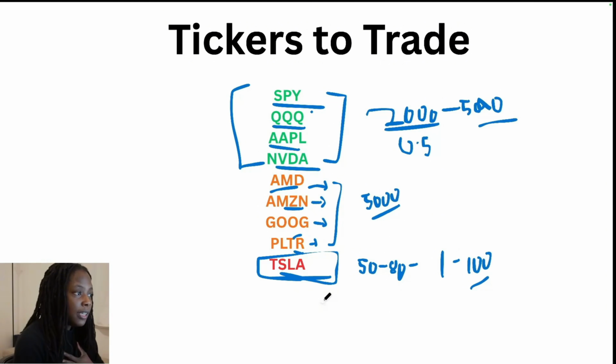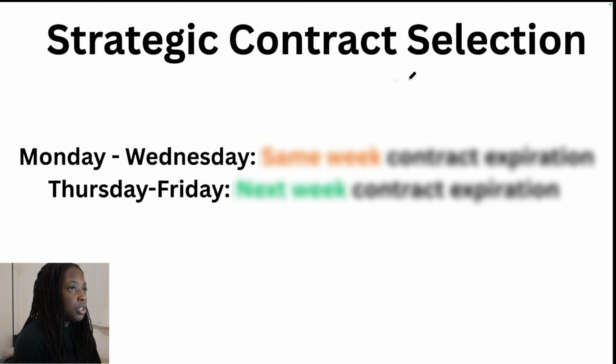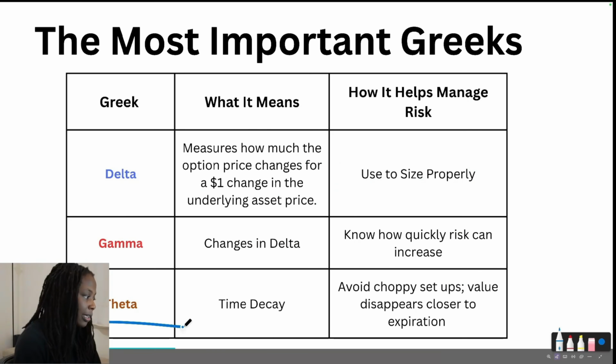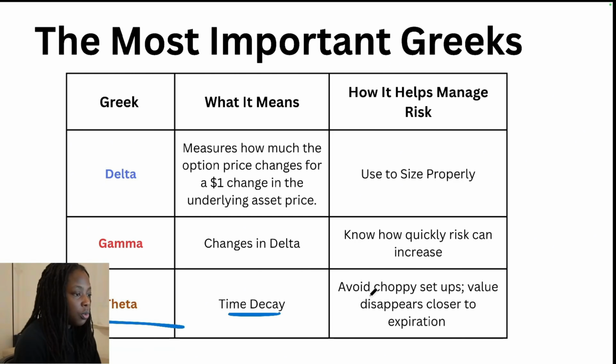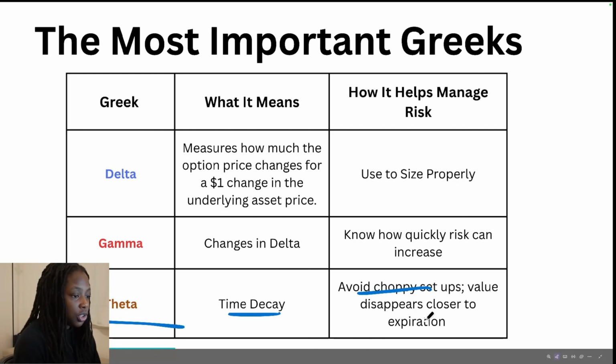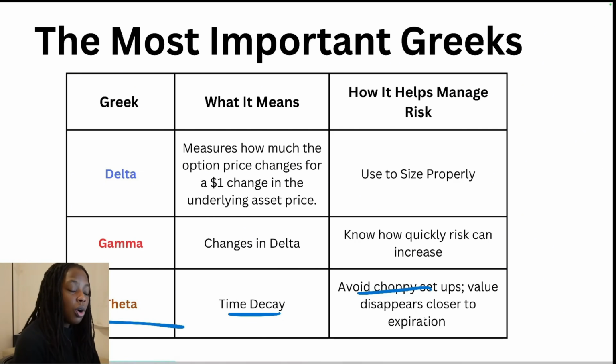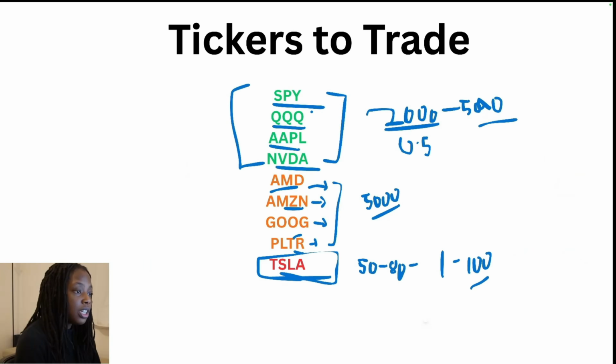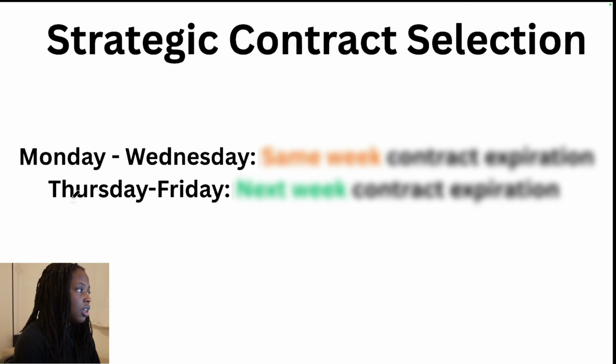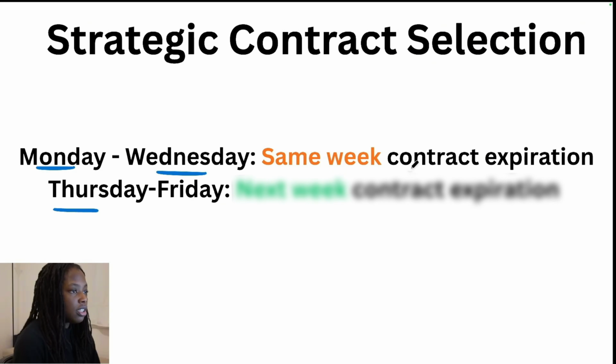So as for me, I'm going to be around the $5,000 range. So I would be able to now trade Tesla. You have to be strategic with your contract selection. Like I said in the beginning, your Theta is your time decay. You want to avoid it when the market is choppy, but you also don't want to trade same week expirations once we get to Thursday, right? From Monday to Wednesday, you can trade the same week expiration.